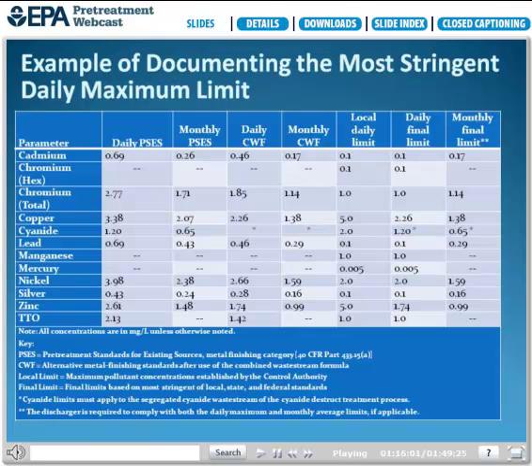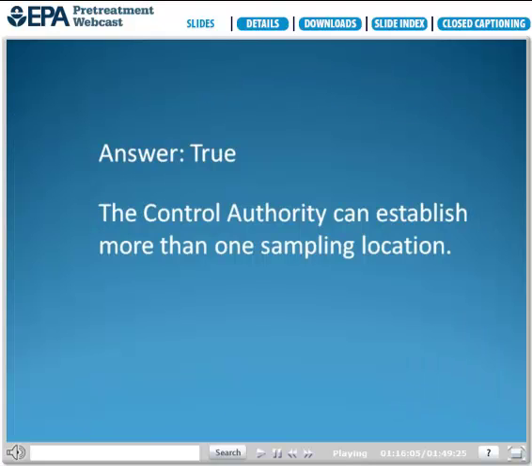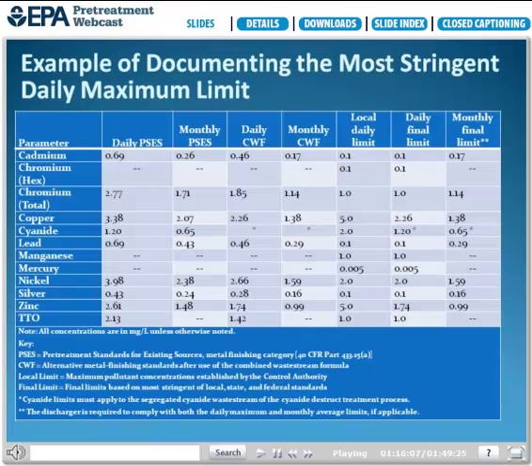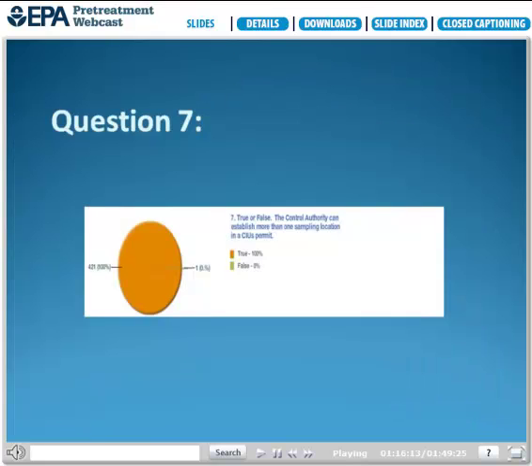Okay, before we continue with Grace's presentation, let's take a quick quiz question. The next question's in a true or false format. True or false, the control authority can establish more than one sampling location in a CIU's permit.